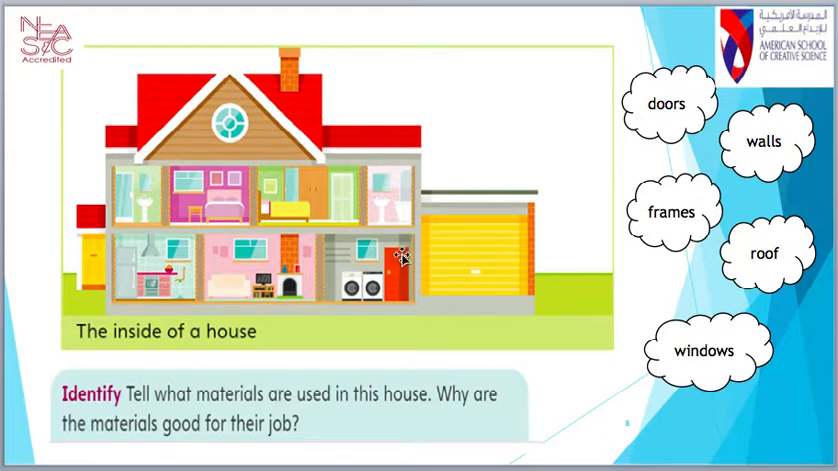Well done. So for example, I can say that the windows are made out of glass and the wall is made out of brick, right? The garage door is made out of maybe aluminium or steel. Why are the materials good for their job? Why did we, for example, use glass for a window? Why not wood for the window? Why glass?